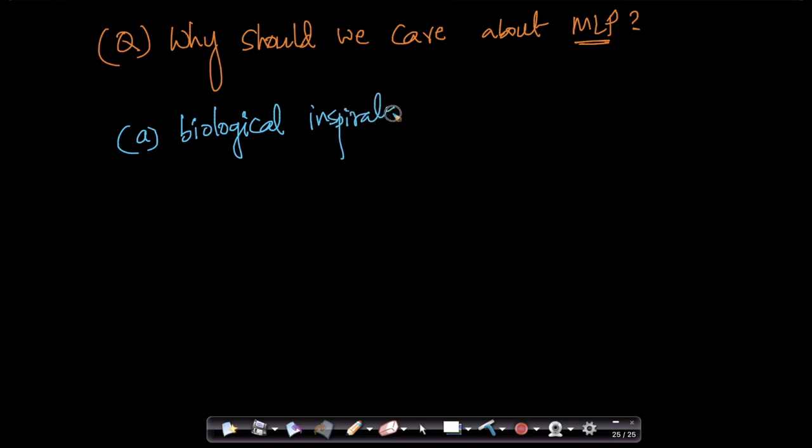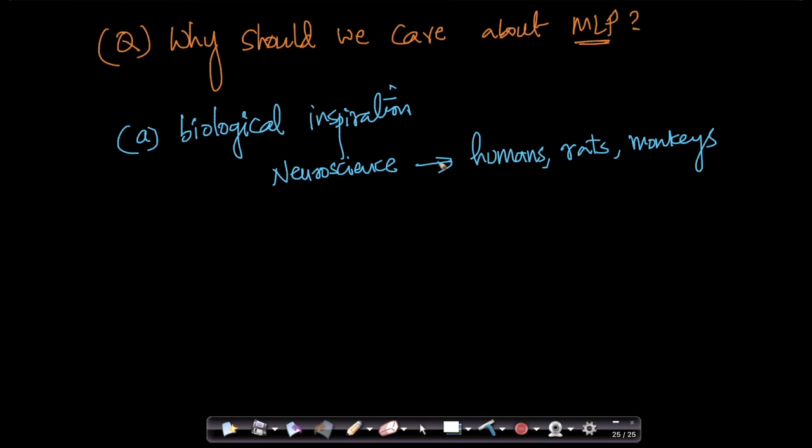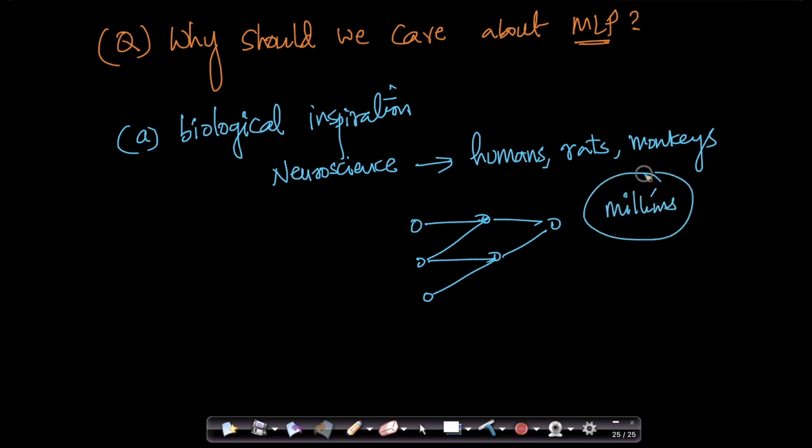So when neuroscientists started dissecting brains of humans, dead humans of course, rats, and monkeys, they realized that the neural structure within the brain of humans, rats, monkeys, even ants are actually connections of lots of neurons interconnected in very, very complex ways. There are millions, even billions of neurons, interconnected in very, very smart ways.